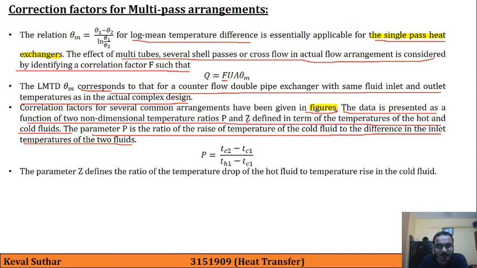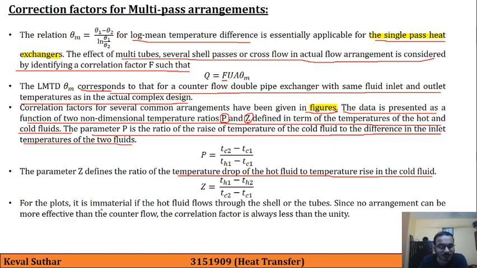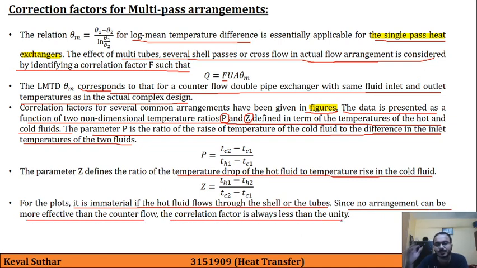Now the second parameter, that is Z. Over here we have seen the parameter value P, and now we will see parameter value Z. It is defined as the ratio of temperature drop of hot fluid to temperature rise in the cold fluid. So it is given by this Z. Hot fluid is in the numerator, that is Th1 minus Th2 divided by Tc2 minus Tc1. Now for the plots, it is immaterial if the hot fluid flows through shell or tube passes. Since no arrangement can be more effective than counter flow, the correction factor is always less than unity.